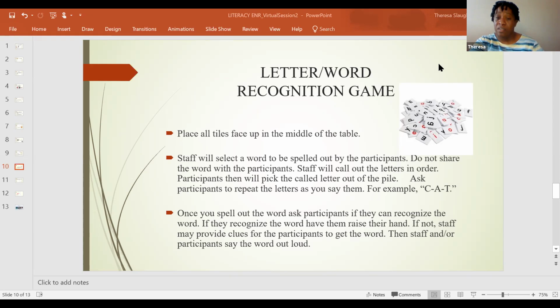Okay. This one is like a cut and dry activity. It could be the word dog. Well, dog. It could be a color. I mean, any word that you want to pick out. And you say the letter, have them pick the letter, they say the letter back to you. And it's just that back and forth.